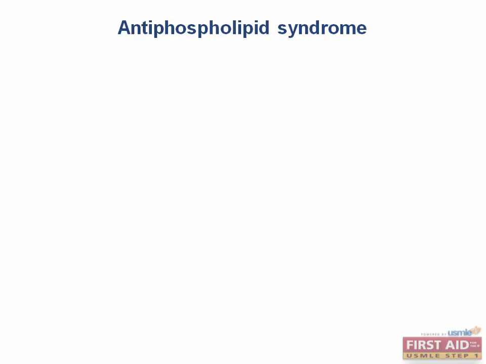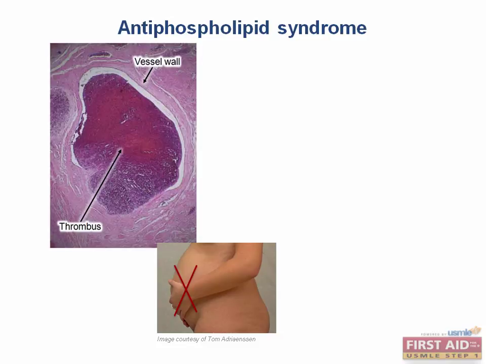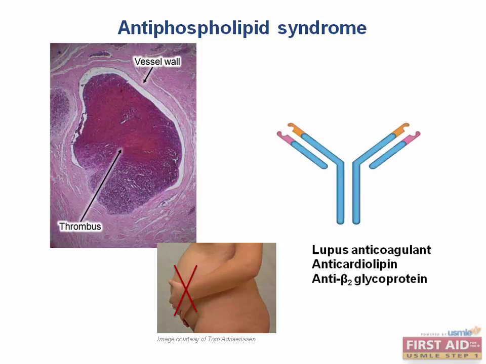Antiphospholipid syndrome is an autoimmune disorder that you must always consider in your differential with lupus. The nuts and bolts are as follows. Clinically, you'll hear about a history of a clot or spontaneous abortion in the first trimester. On the labs, there will be lupus anticoagulant, anticardiolipin, or anti-B2 glycoprotein antibodies.